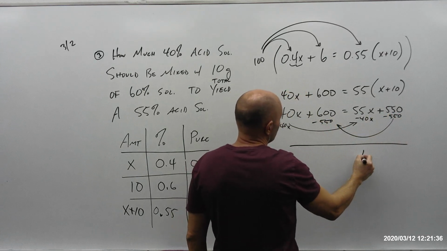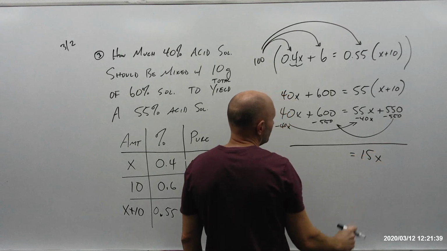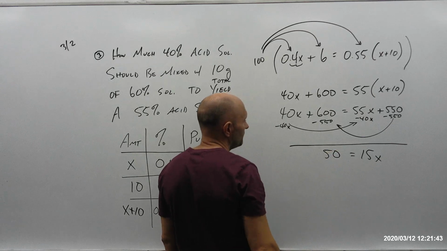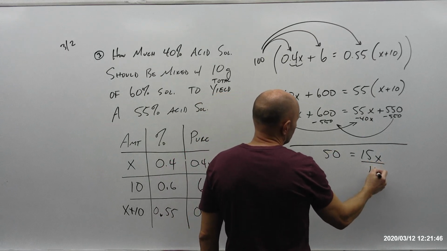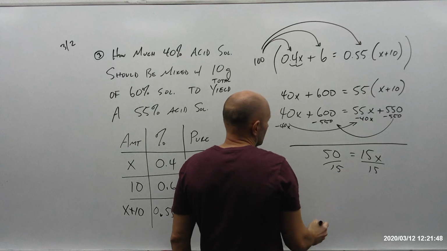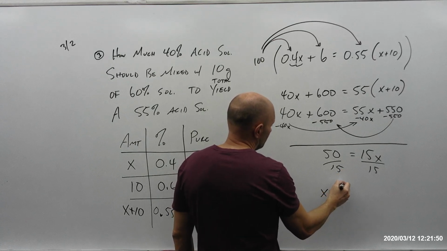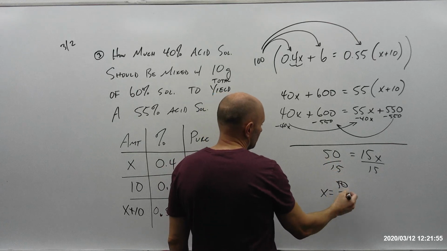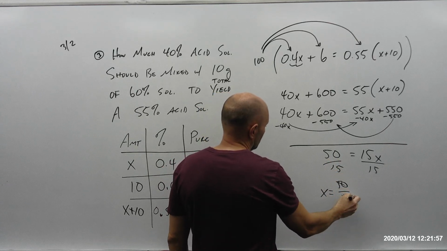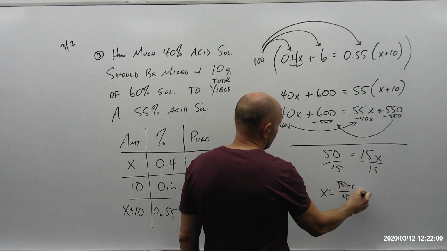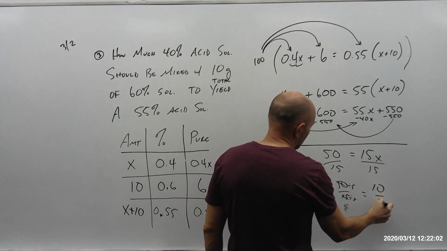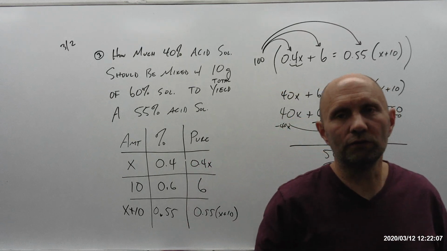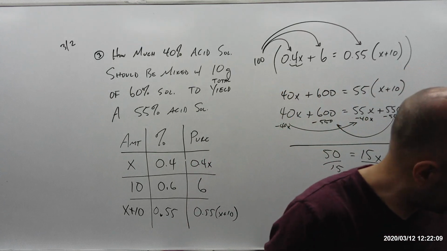So I end up with what? 15x on the right side. 60 minus 550 leaves me with 50. So then go ahead and divide by 15. So we get x is equal to 50 over 15, which if I divide both of these by 5, I end up with 10/3. So your answer would be 10/3 gallons in order to yield that 55% acid solution.